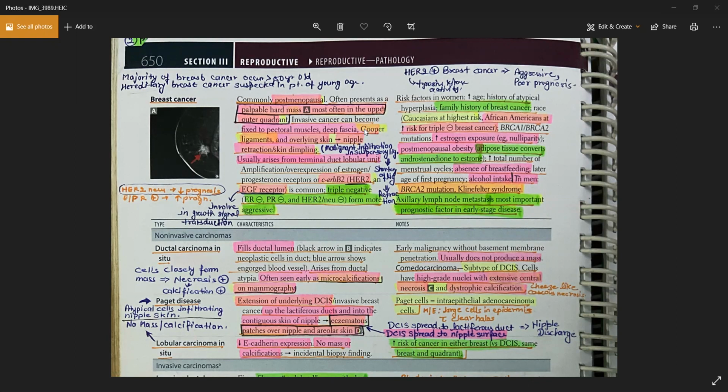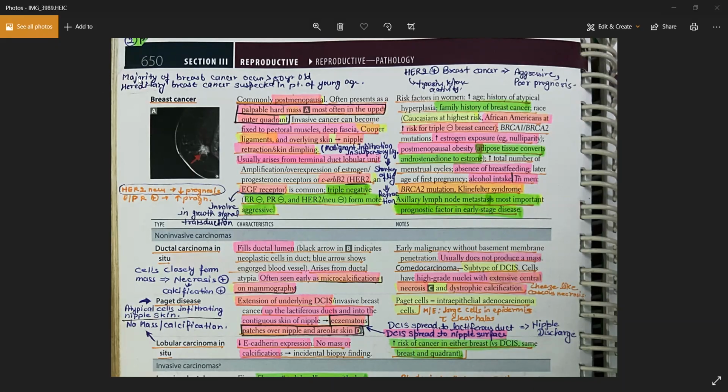These Cooper ligaments are also known as the suspensory ligaments. So Step 1 will ask you, whenever you have breast cancer with skin dimpling, why is this skin dimpling occurring? It is because of the infiltration of these metastatic cells into the Cooper ligament, or suspensory ligament, causing retraction or shortening of these ligaments. So two features, one is the mass and second is the skin dimpling. These are very highly characteristic features of breast cancer.